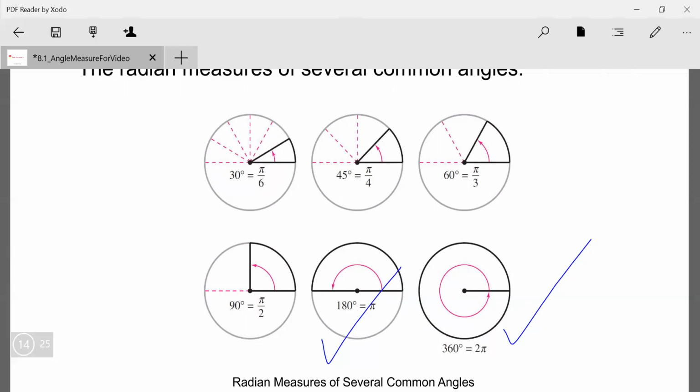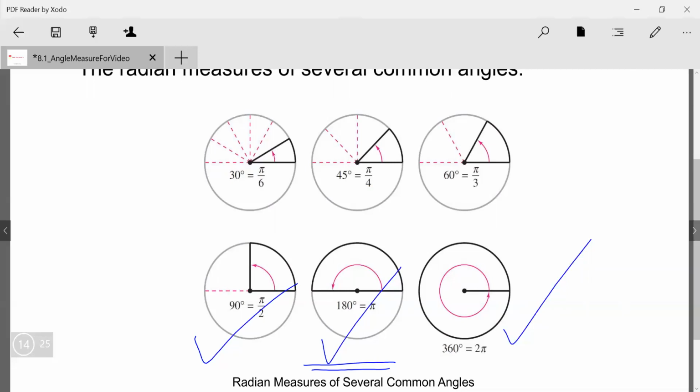And if you divide both sides by 2, you get 90 degrees is the same as pi over 2 radians, right? Okay. And so those are the kind of special angles. The most important special angles are here.